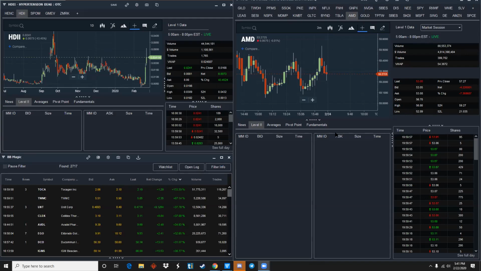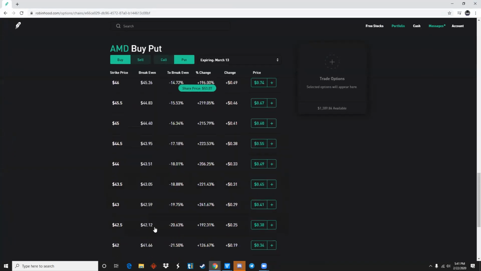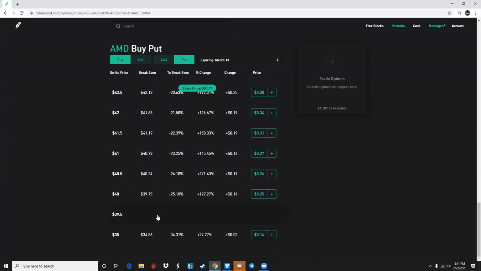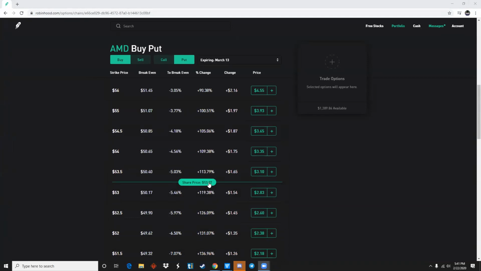Hey, Mike, could you explain the difference between in the money and out of the money? I'm still struggling to understand that concept. Yeah, in the money means that your call option strike is less than the current price of AMD. So when you see AMD at $53.07, a $53 contract is in the money. The 52.50 is in the money. 52 is in the money. Anything past the current price is out of the money. So 53.50 is out of the money. 54 is out of the money.